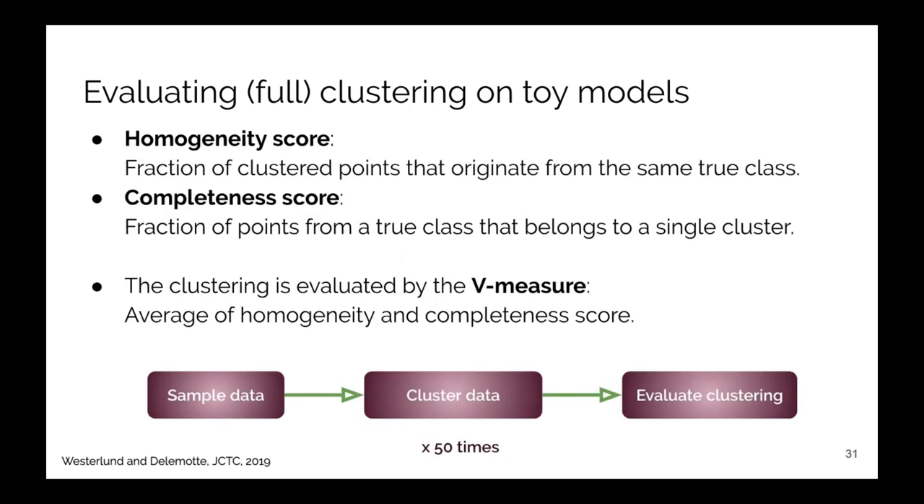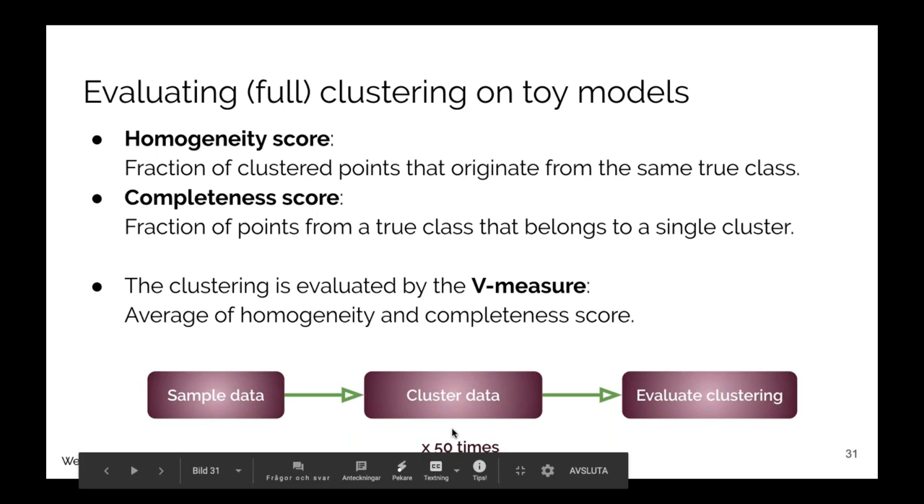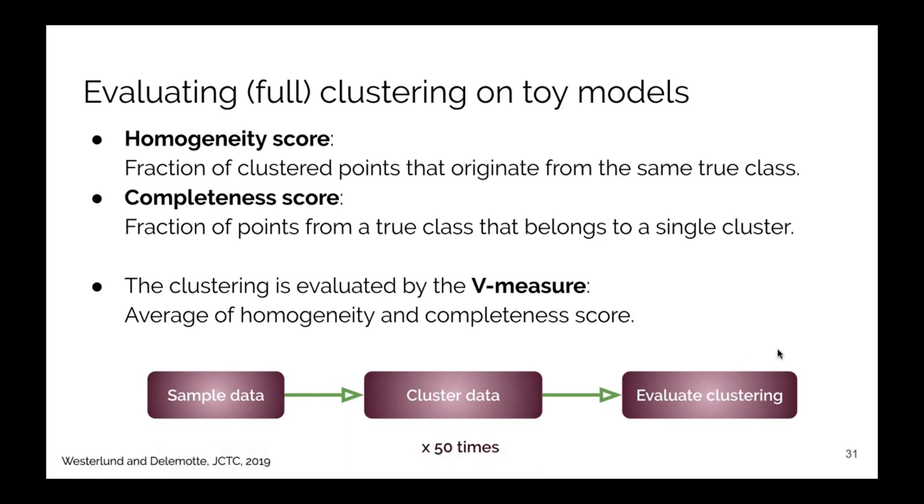Okay, so we want to quantitatively describe how well these methods perform. We use a scoring function, or metric, called V-measure, which is a number between 0 and 1, and it measures how well the points from one true class are clustered together while not being merged together with points from other classes. As I mentioned, we have three toy models. For each toy model, we sample data, cluster this data using all of the clustering methods, and then evaluate the clustering with the V-measure. This will be repeated 50 times for each toy model, so we will have 50 data sets per toy model.